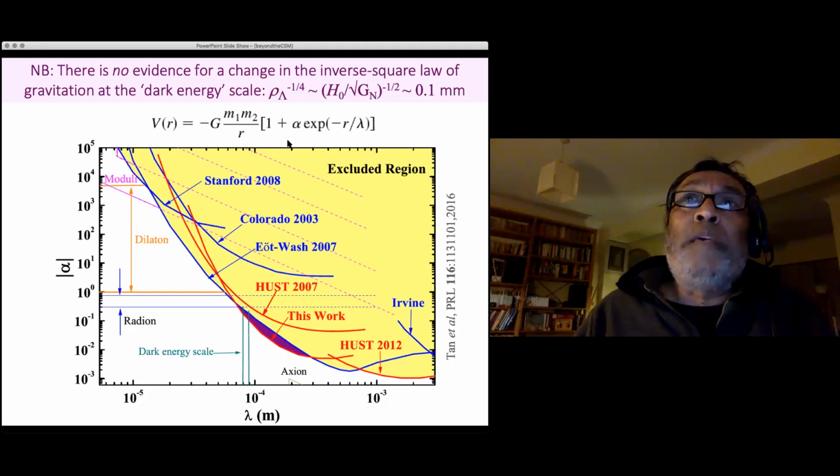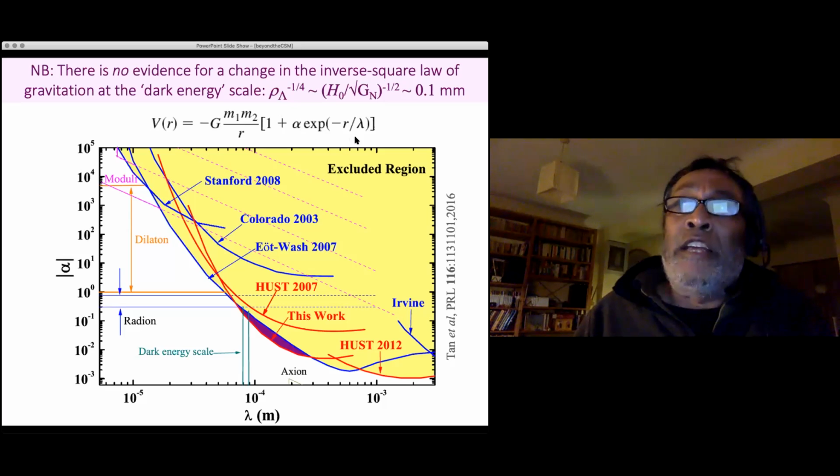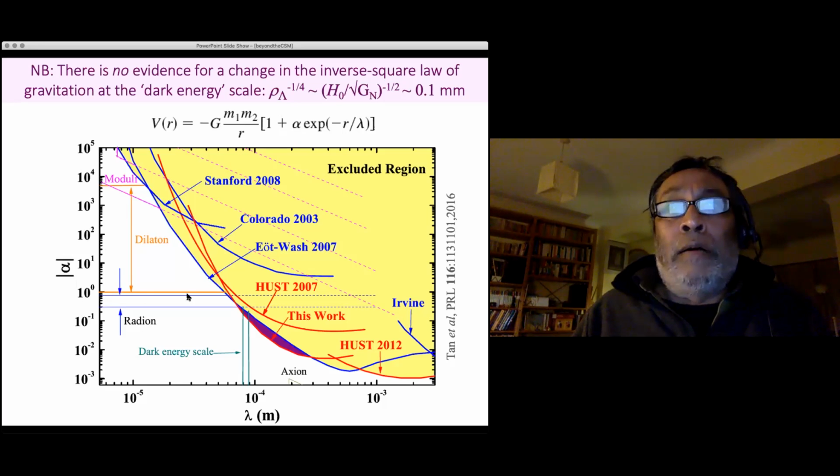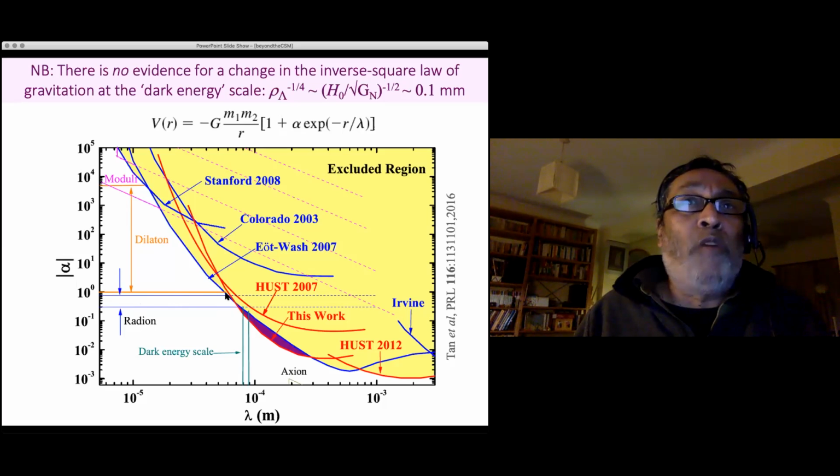And what they do is they put a bound on any term you can allow in addition to the usual inverse square law term, whether the potential for gravitation can also have what you would call in the trade a Yukawa term, something with exponential dependence. And you see what they're constraining is the coefficient of the Yukawa term. And if there was vacuum energy, then this would be the scale it would be at, and the coefficient of the Yukawa term would be of order 1.